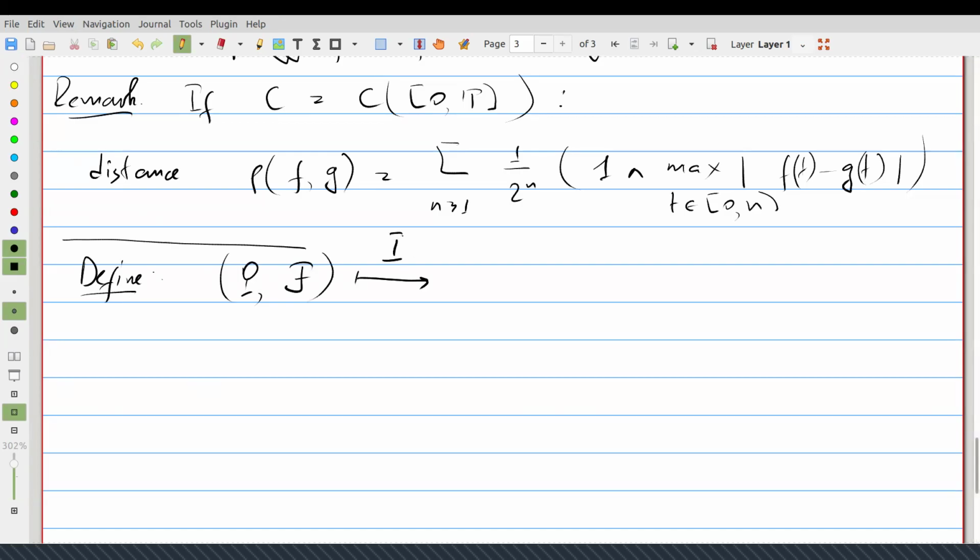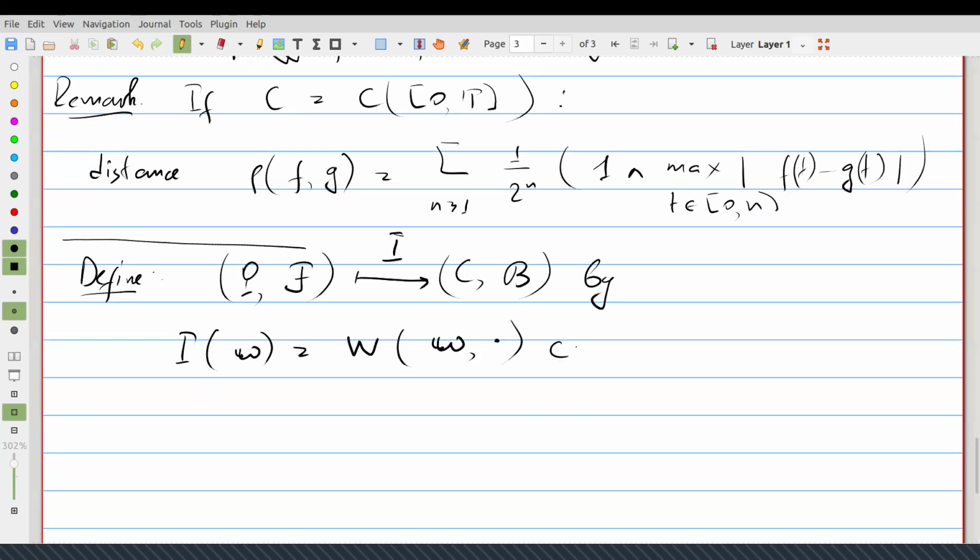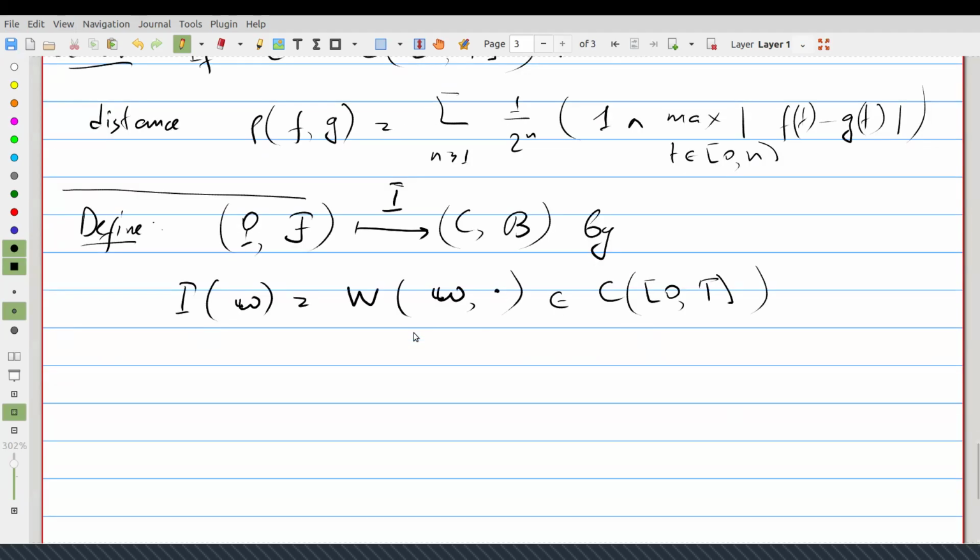We will set I of omega to be W of omega point. So this is now a function on C0t. It is very easy to see that effectively what we've done is, instead of considering the Wiener process on omega, we passed to a measurable function. We will see that this is measurable here.